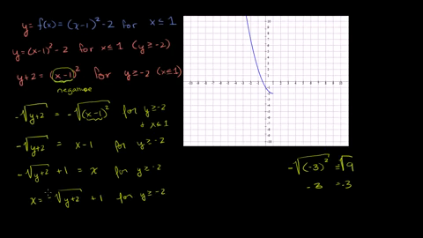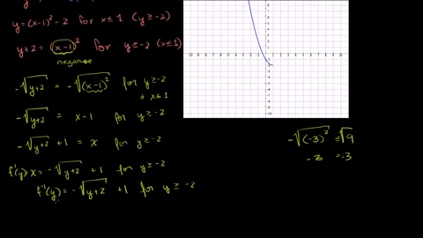Or if we want to write it as an inverse function of y, we could say f inverse of y is equal to the negative square root of y plus 2 plus 1 for y is greater than or equal to negative 2. And now, if we want this in terms of x, if we just want to rename y as x, we just replace the y's with x's.